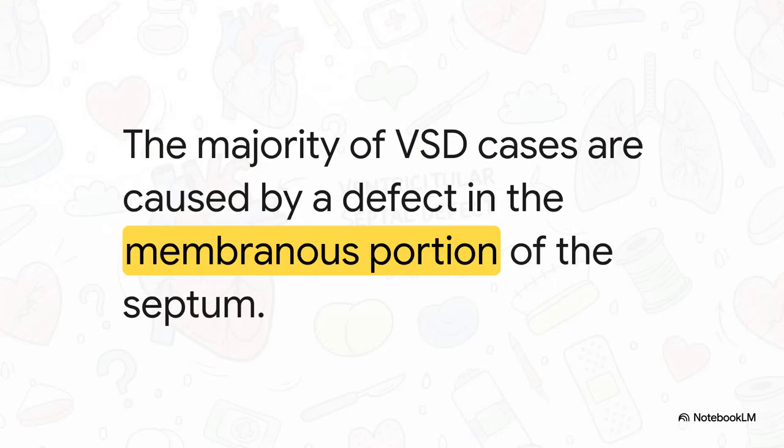Now, for all the medical students and anatomy enthusiasts tuning in, location totally matters here. The majority of these VSD cases actually don't happen down in the thick muscular part at the bottom. They're caused by a defect in that thinner, membranous portion of the septum up higher. That's the most common spot where this developmental handshake just fails to happen.